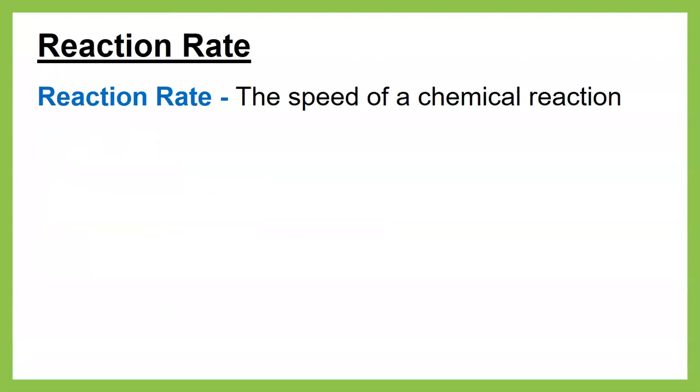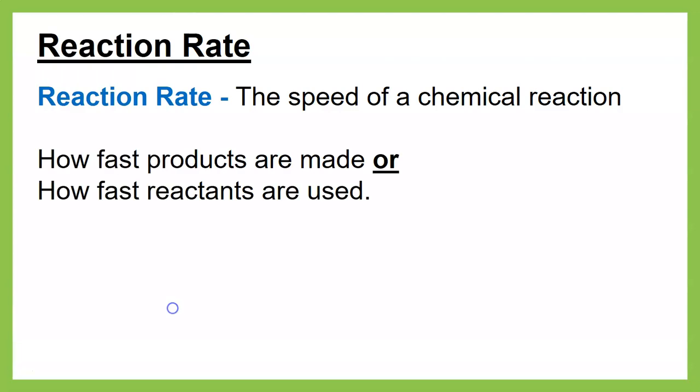When we talk about reaction rate, we're talking about the speed of a particular chemical reaction. You could either measure how fast the products are being made, or you could measure how fast the reactants are used up. Sometimes it's easier to measure the formation of products. Sometimes it's easier to measure how fast the reactants are disappearing.